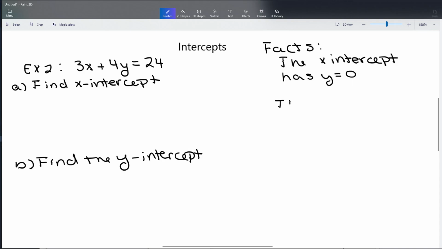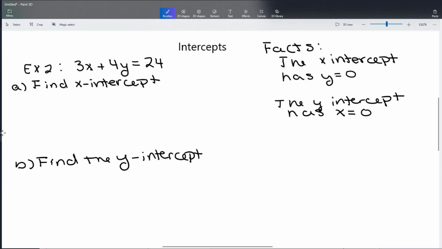And it's the opposite for the y-intercept. Because it's along that vertical axis, all the x parts are 0. Now this is true for any type of equation, but because right now we're talking about linear functions, we're going to use linear functions as an example. So let's go ahead and find the x-intercept.